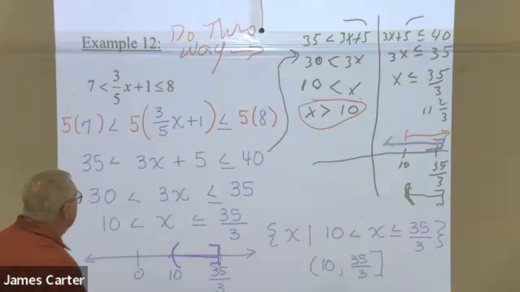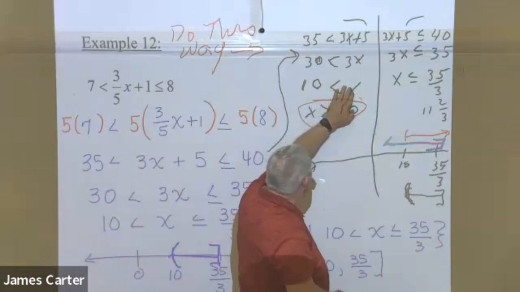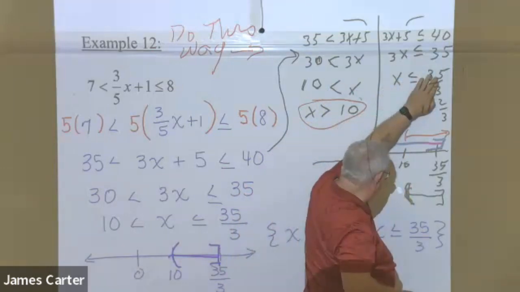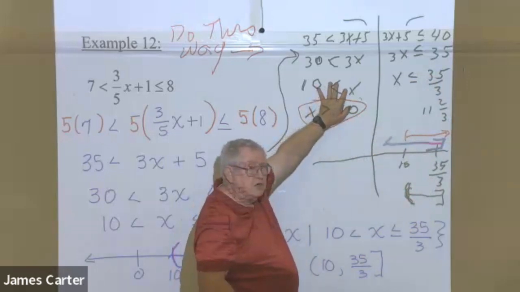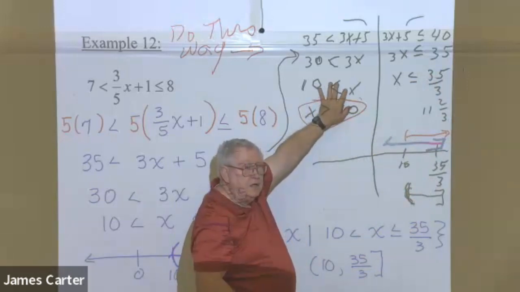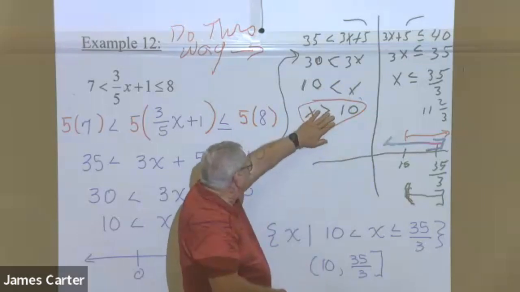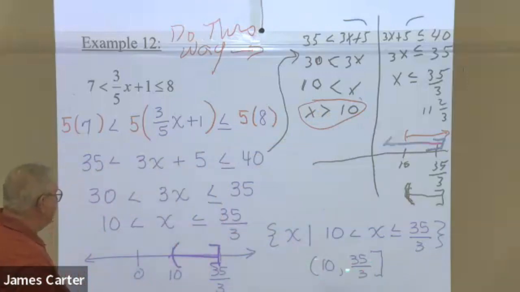And here is your statement. 10 is less than x is less than or equal to 35/3. This is about the only time that you're going to want to put the variable on the right of an inequality. For graphing, you need it on the left. Interval notation, 10 to 35/3, which also matches the graph.